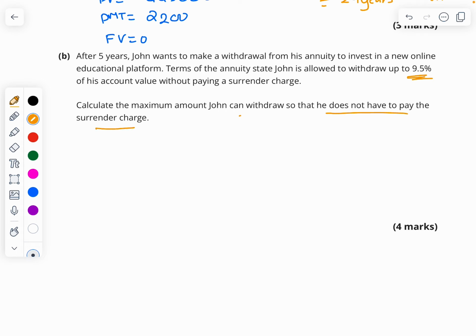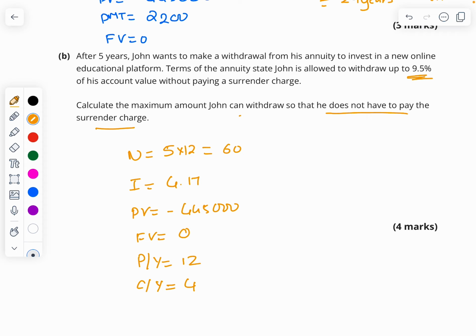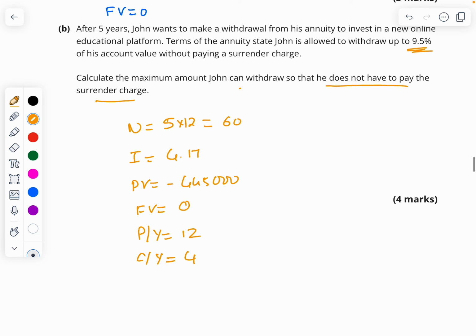So now N equals 5 times 12 equals 60. I equals 4.17 and present value is going to be minus 445,000. Then future value is going to be, we have to calculate. PMT is 0. Then how many times every month is he withdrawing? So P/Y is 12, but it is compounded quarterly, so C/Y is 4. Now calculate the final value or the future value, you'll be getting it out.